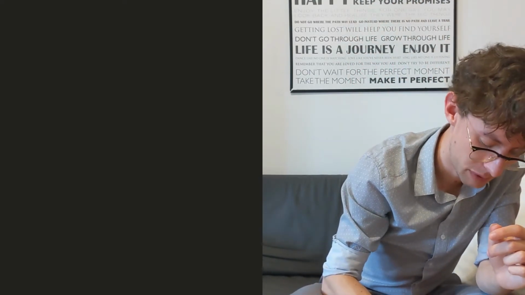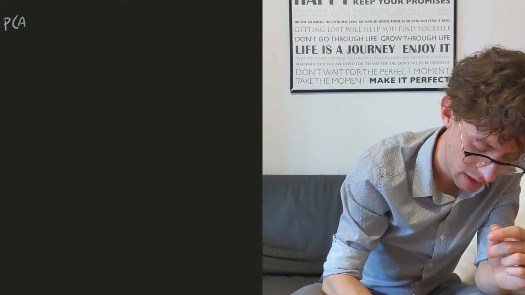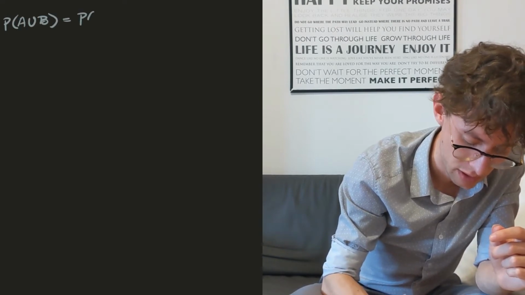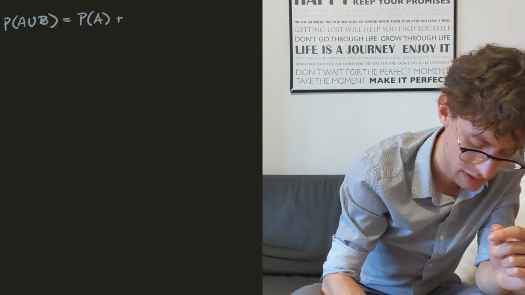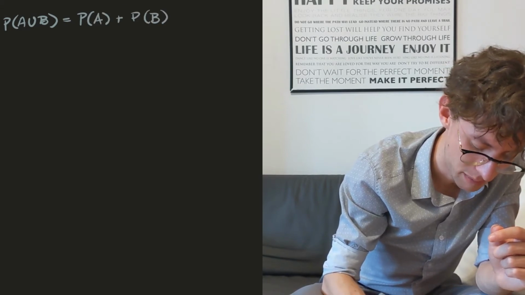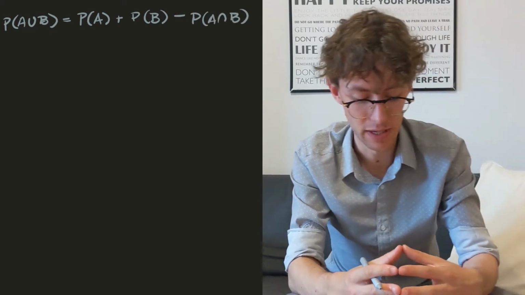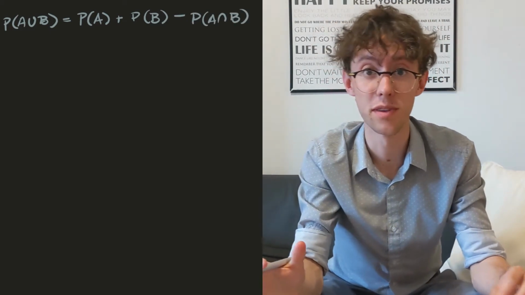We have this general term to calculate the union of any events, and that will be the probability of A union B is equal to the probability of A plus the probability of B minus the probability of A intersect B. Wow, Matheus, where did you come up with this formula?